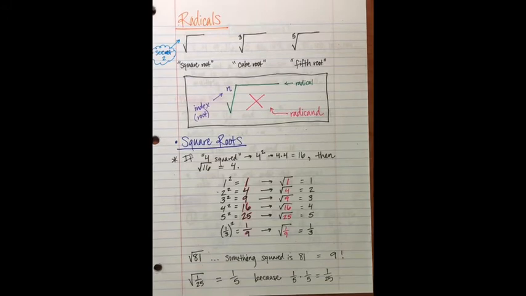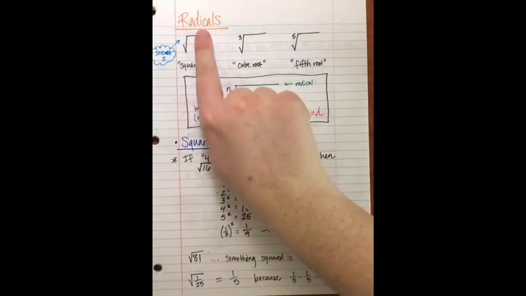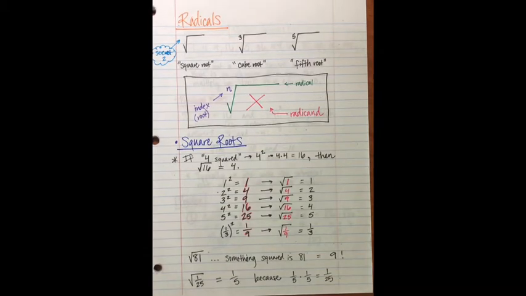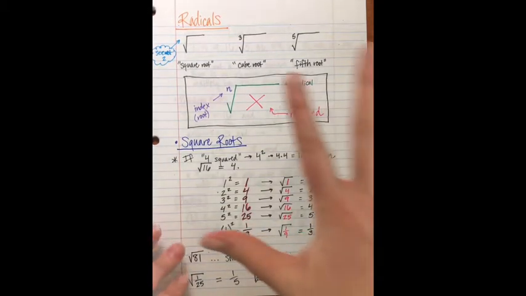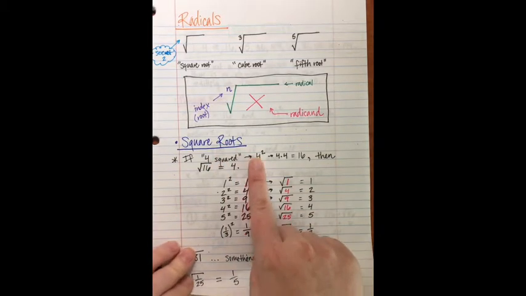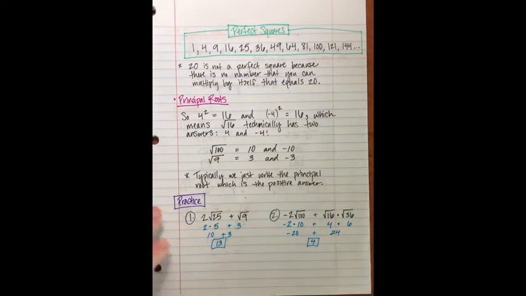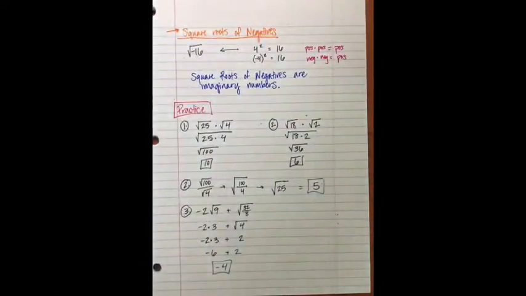Okay, this is video number 3 of radicals. So this is part 3. Radicals, part 3. This should be the last part for the radicals lesson. So we learned about square roots. We learned about perfect square numbers. So now we're gonna get into cube roots. Okay, that is next. So that's our next little chunk in our notes.